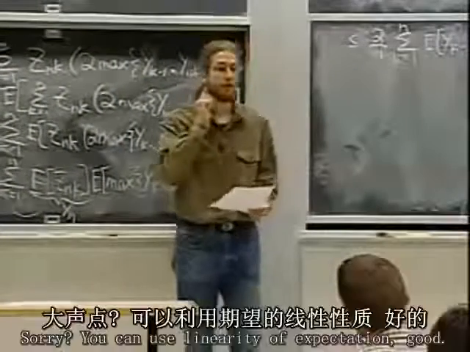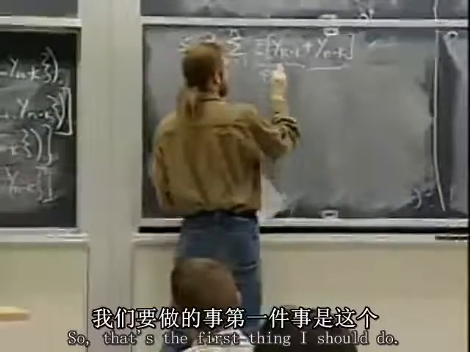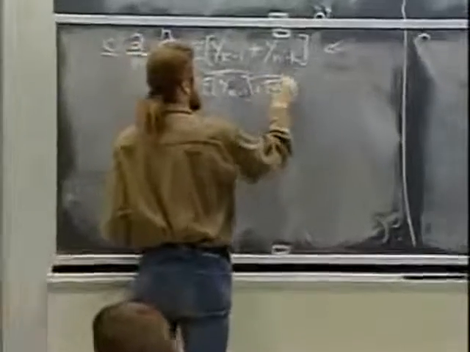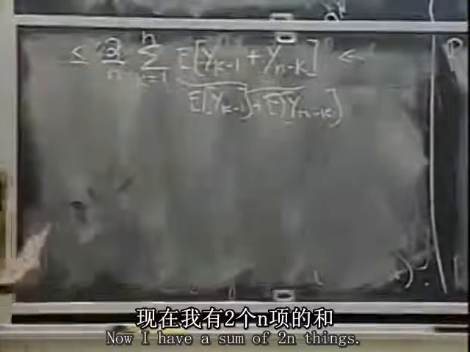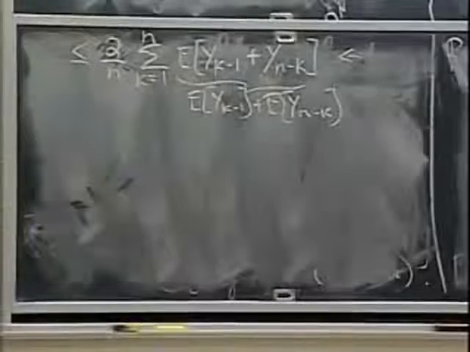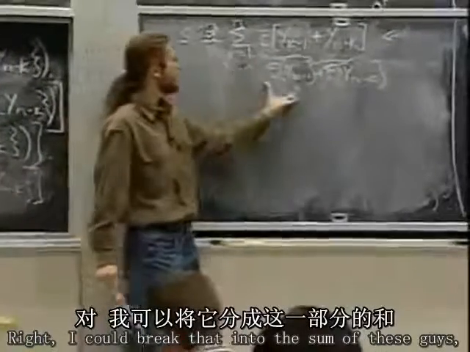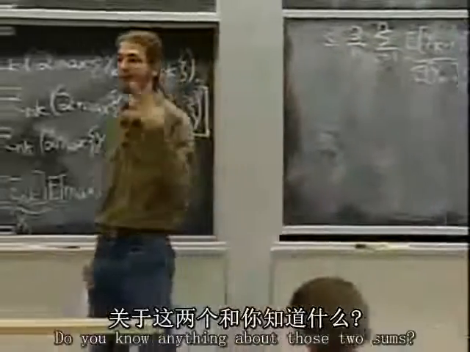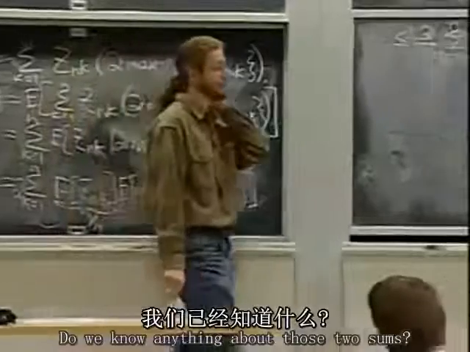Sorry? You can use linearity of expectation. Good. So that's the first thing I should do. Linearity of expectation lets me separate that. Now I have a sum of 2n things. I could break that into the sum of these guys and the sum of these guys. Do we know anything about those two sums?